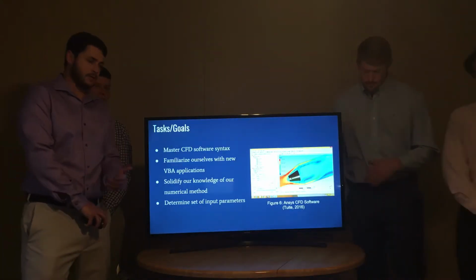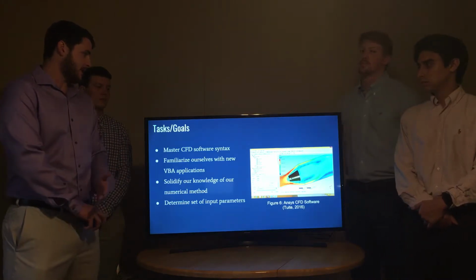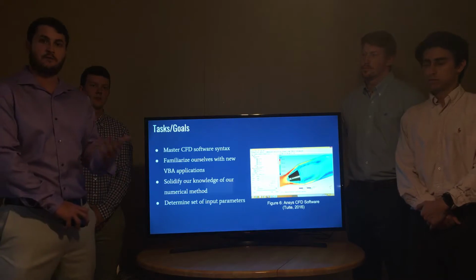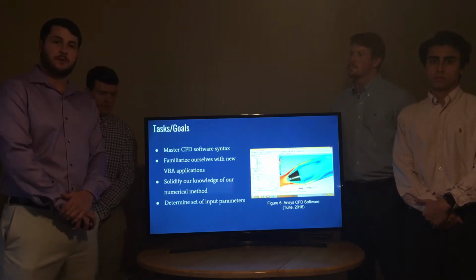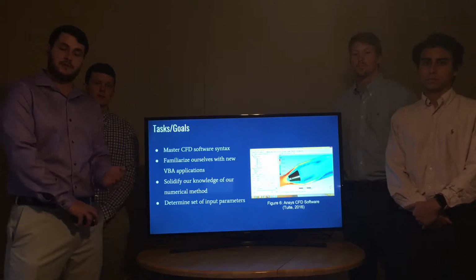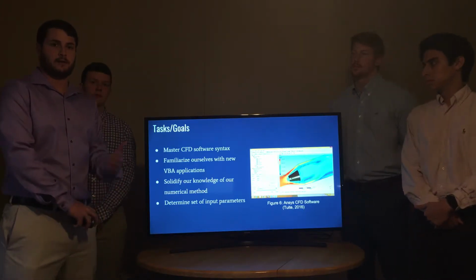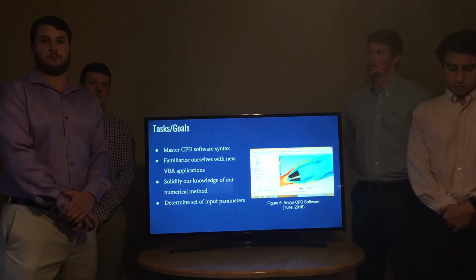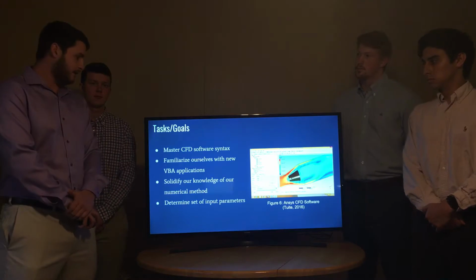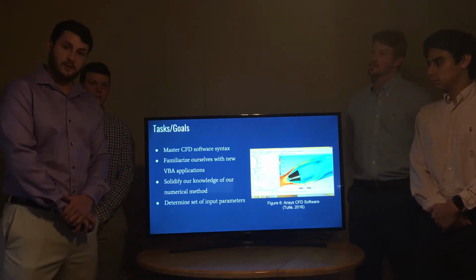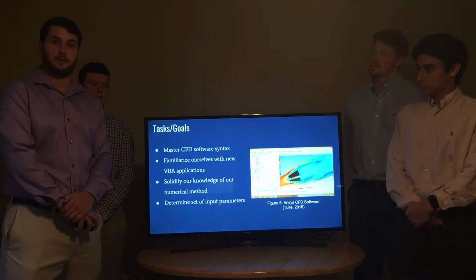So, beginning with the tasks and goals that we have moving forward. First, we need to master the CFD software syntax to be comfortable with the program. Then, we need to familiarize ourselves with the new VBA applications, specifically that of a program that Dr. Tiagi has provided us that calculates the vertical flow parameters that we can use for our riser. Then we need to solidify our knowledge of our numerical method used to run our CFD simulations and determine the set of input parameters.